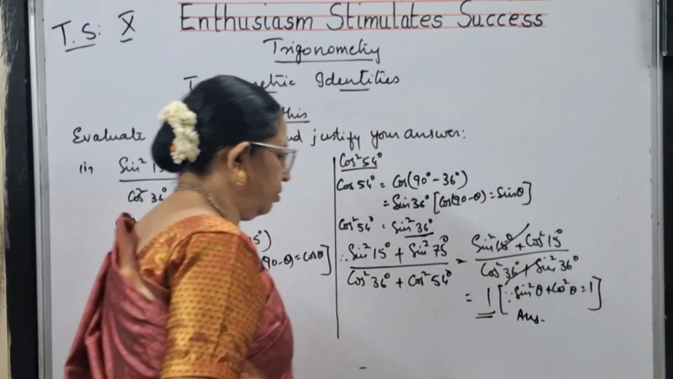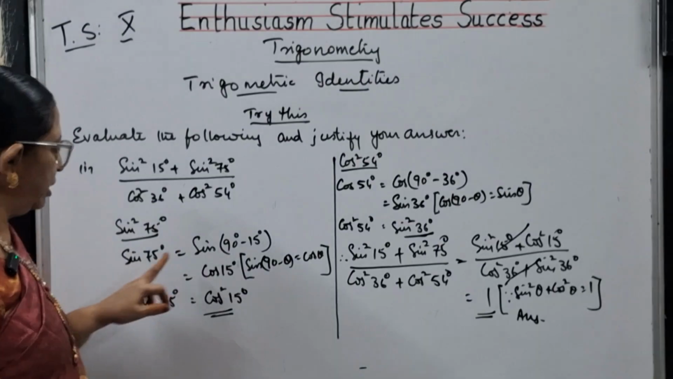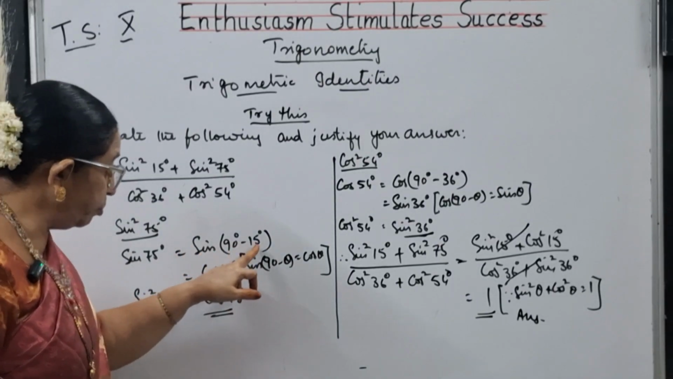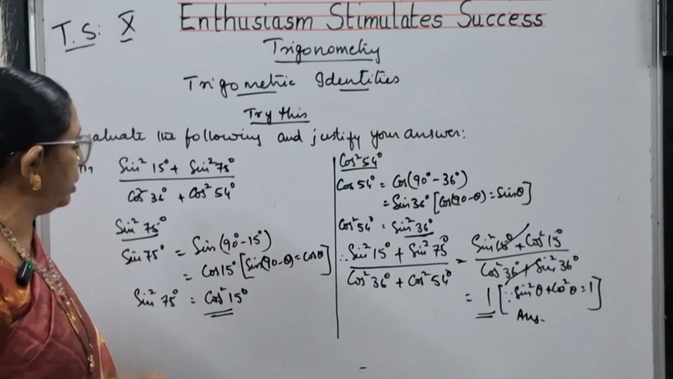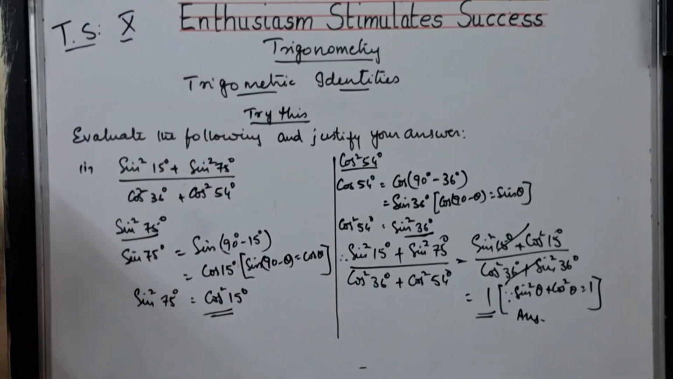Please note it down. You have used both the trigonometrical complementary angles and the identity here. This problem is a combination of both. Please note it down.